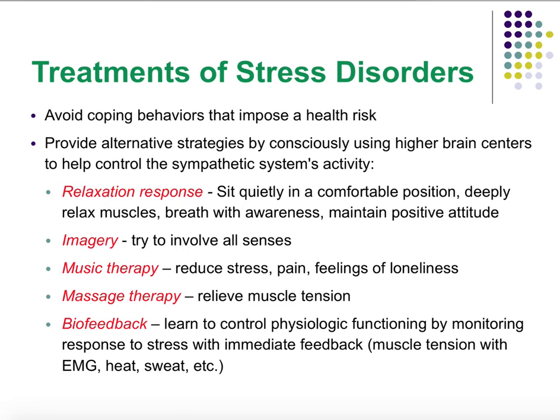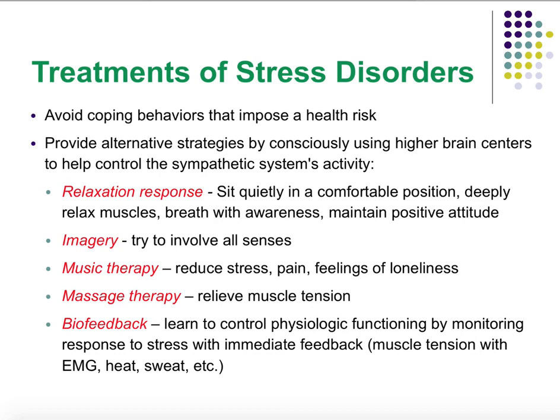All right, we're going to end with how we treat stress disorders. And one of the most important things is to avoid coping behaviors that impose a health risk. Examples include smoking, drinking, excessive eating. So anything that's not going to be a good way to deal with stress, you don't want to go that route. Instead, you want to provide alternative strategies to try to get your brain to turn off that sympathetic activity that's constantly going to get your body active and going. You want to be able to relax.